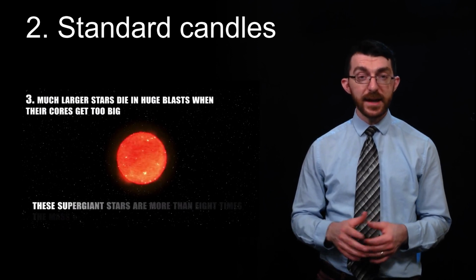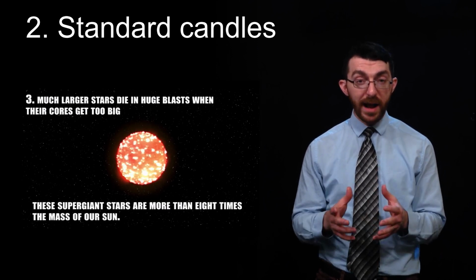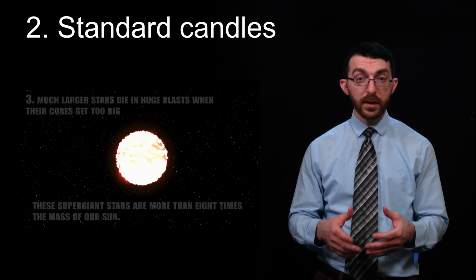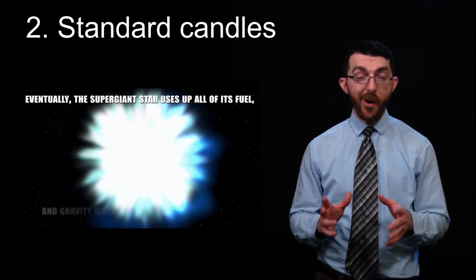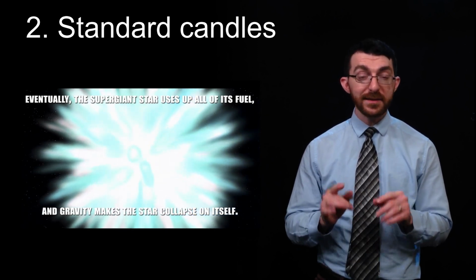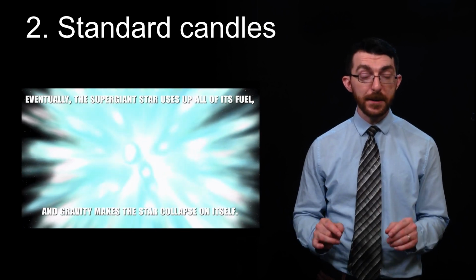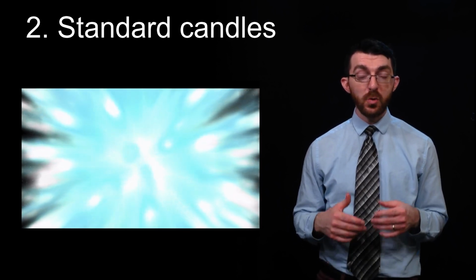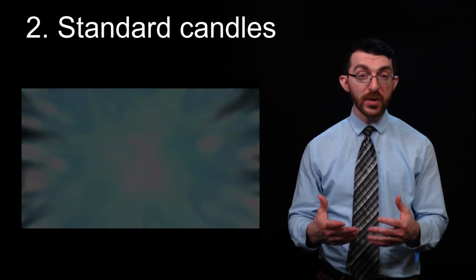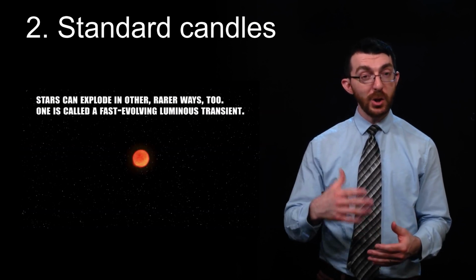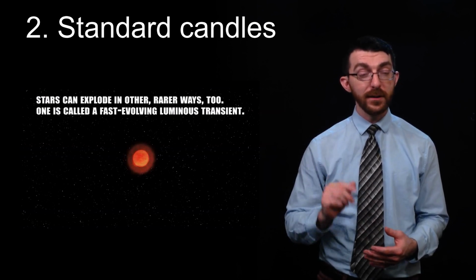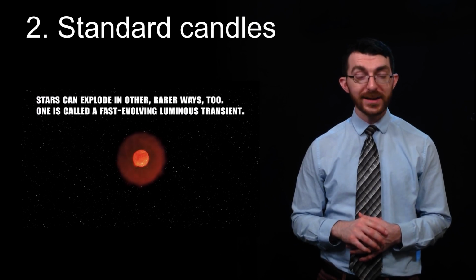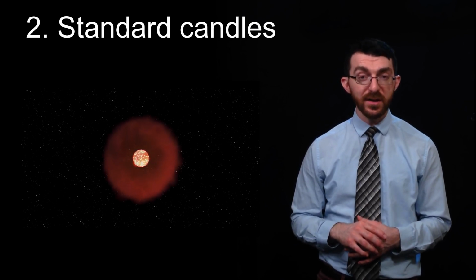Because this is an event which is describable with nuclear physics models, we are able to predict how bright they should be. And if you know how bright it ought to be, and you view it at a different brightness, a good explanation is that it is a certain distance away.